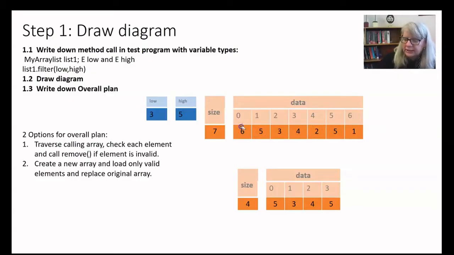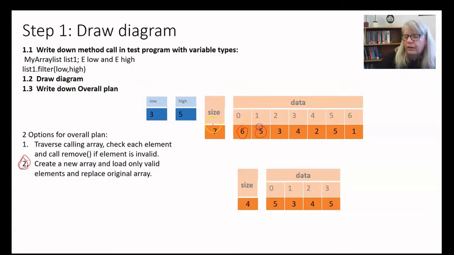So let's just clean up a bit here. The second idea is we can create a new array and walk through this and do the check and only add the valid values to a new array. And then when we are done, we replace the original array with the new array. So let's see what our idea is then. We again traverse the original array. 6, and then is it between 3 and 5? No, so we don't add it.